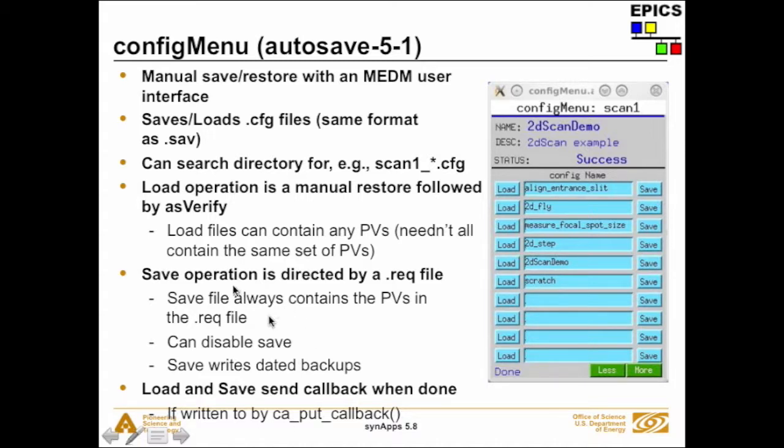If you're going to save, it's different, because save is directed by an autosave request file. And that means every save is going to save exactly the same PVs. So normally, the way config menu is originally intended to work, it can do both loads and saves, and that means that the load files are all going to have the same PVs, but they just will have different values.